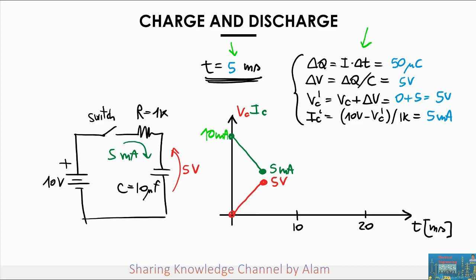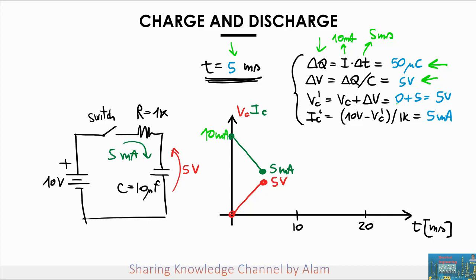The first says that the delta charge, the additional charge in the capacitor, will be equal to the current multiplied by the time. If you substitute here and you take 10 milliamp and 5 milliseconds, because we went from 0 to 5 milliseconds, the result that you get is 50 microcoulomb. Now you take 50 microcoulomb and you divide by the value of the capacitance, which is 10 microfarad, and you get 5 volt. So 5 volt is the additional voltage in the capacitor.